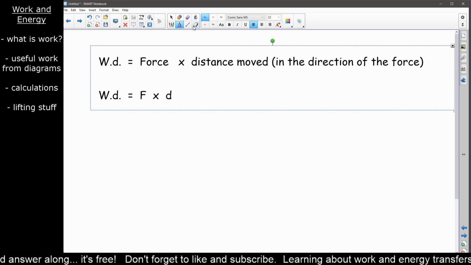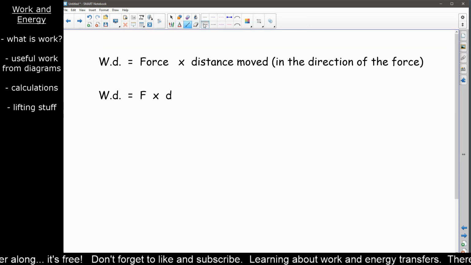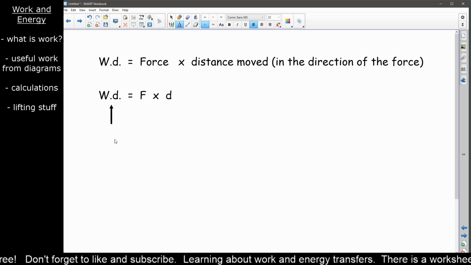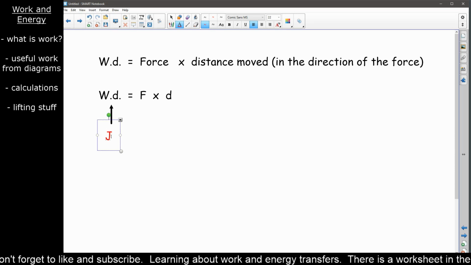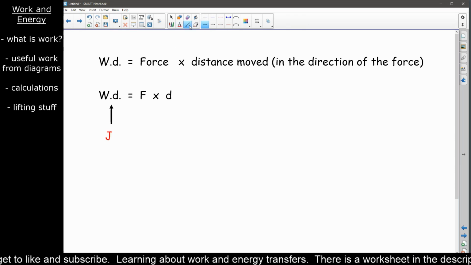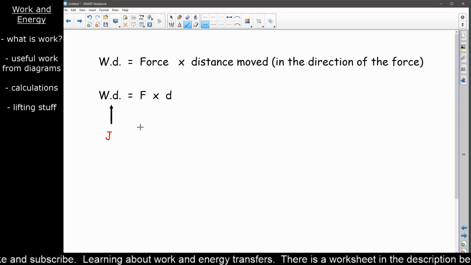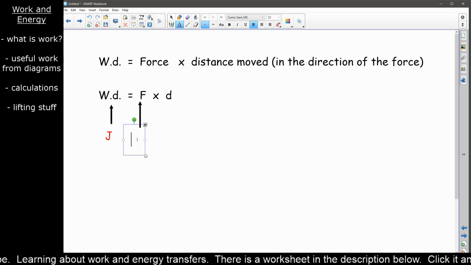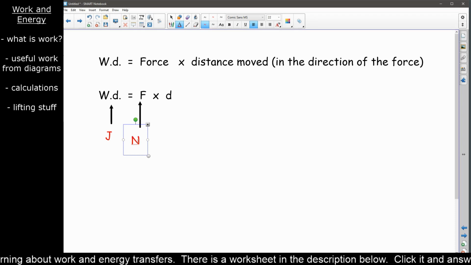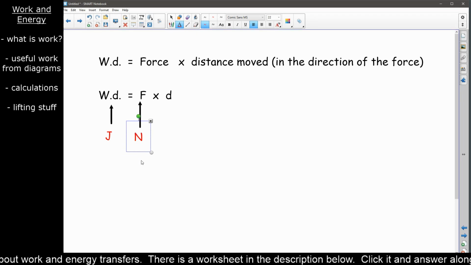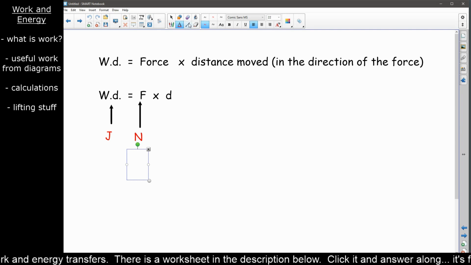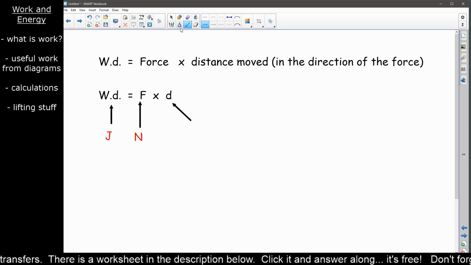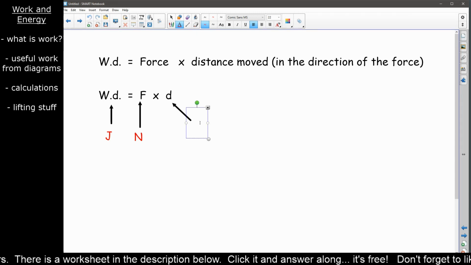Now, important stuff. First of all, work done is energy transferred. Therefore, it's a measurement of energy, and as such, it has to be measured in joules. No choice here, no calories, no weirdness going on. Forces, by definition, are measured in newtons. And because we have joules and newtons here, and we have to use those units, then we are absolutely stuck with a distance measurement of meters.